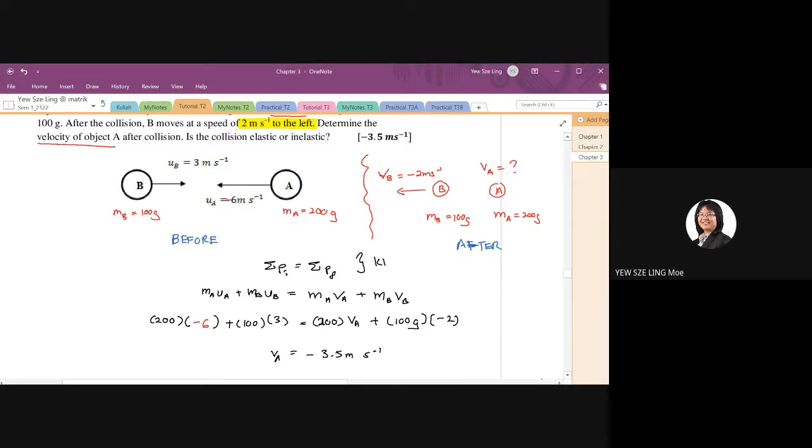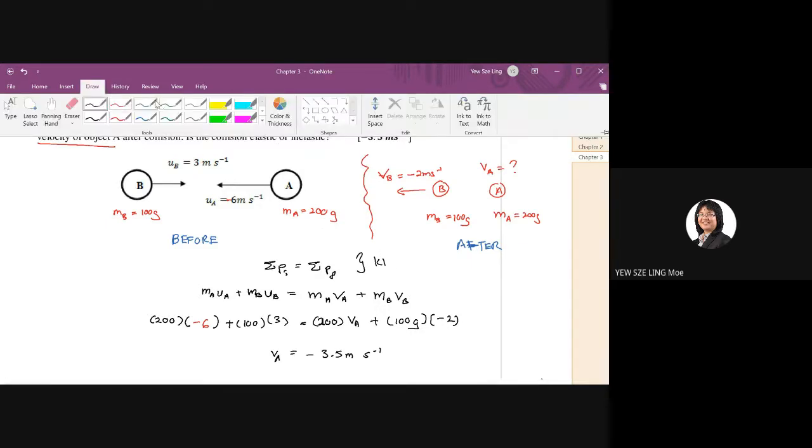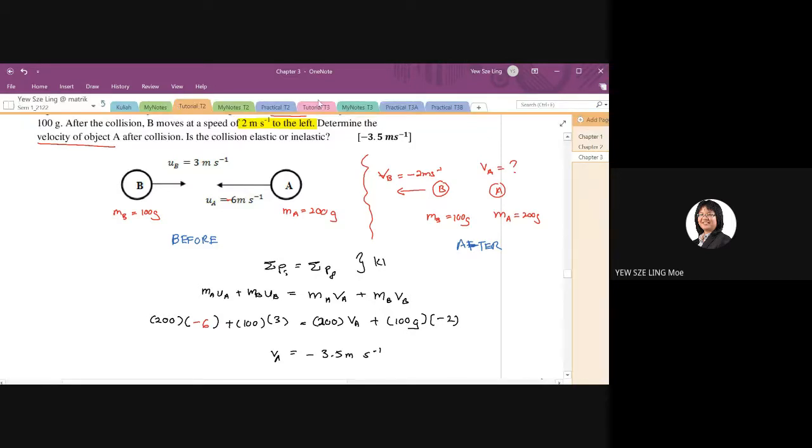All right, so next, is this collision elastic or inelastic? So you just calculate. Okay, this one I'll leave it to you. You calculate your kinetic energy, so total kinetic energy before and total kinetic energy after. All right, and then you make a conclusion whether the collision is elastic or inelastic.